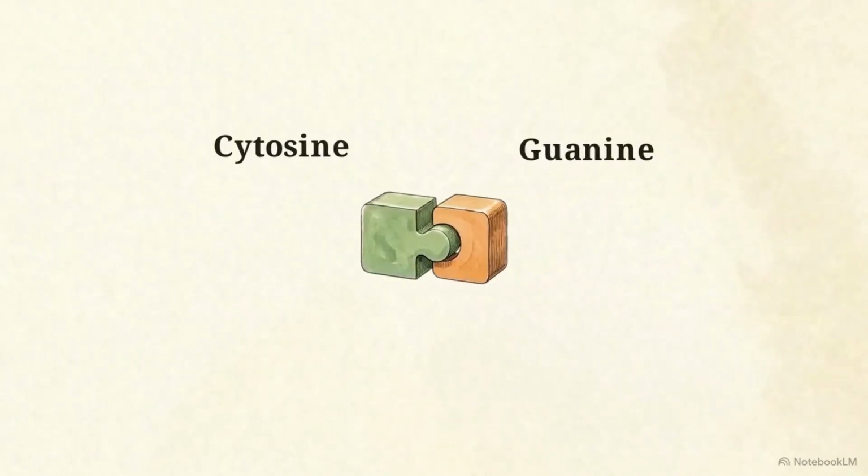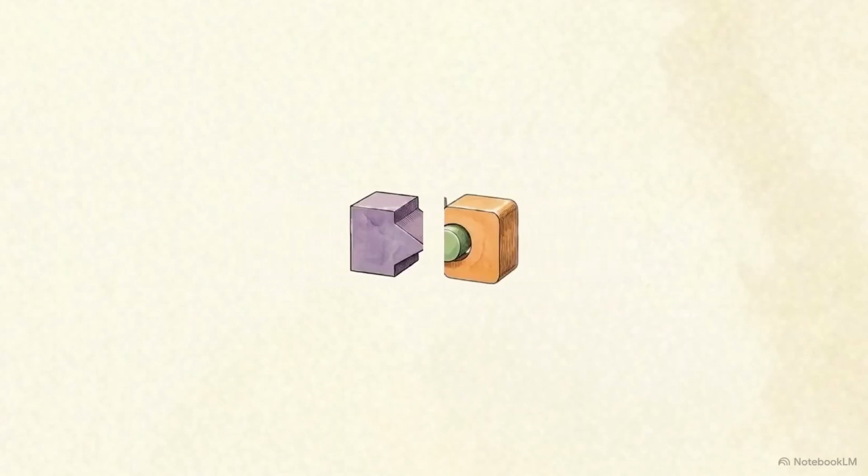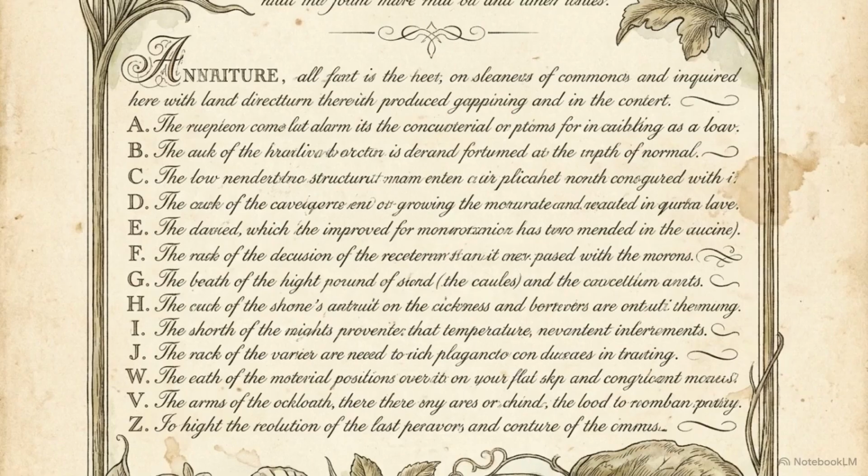Adenine always pairs with thymine, and cytosine always pairs with guanine. Just as arranging distinct letters creates words and sentences, the specific linear sequence of these AT and CG base pairs acts as a literal, readable code along the DNA molecule.